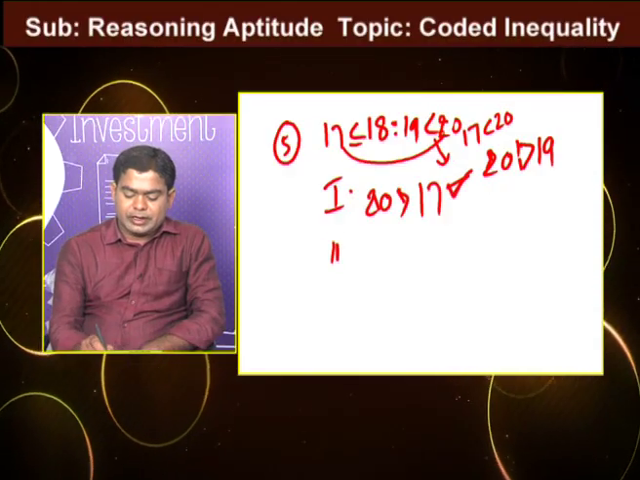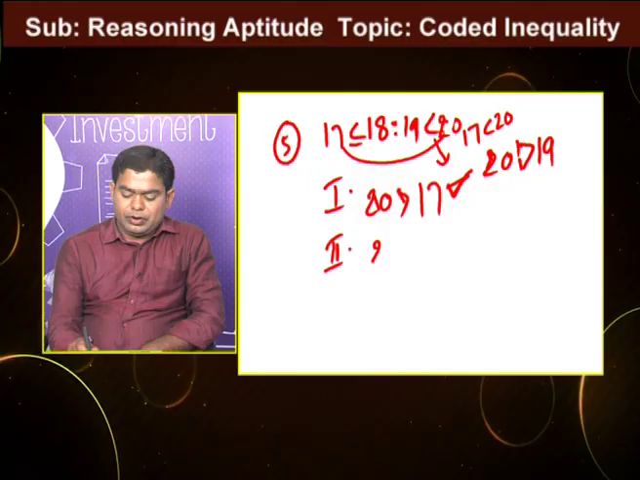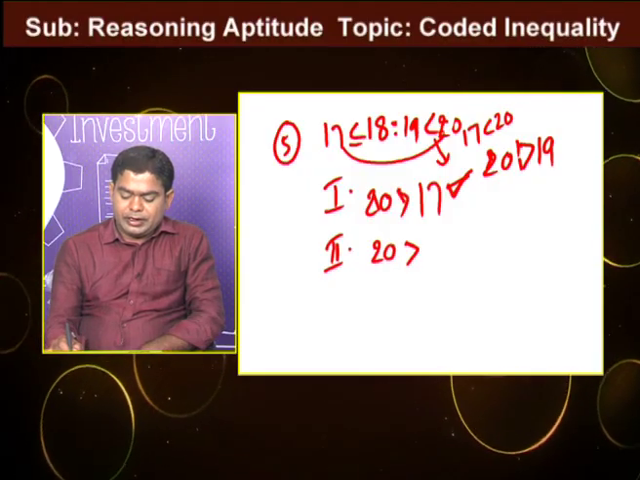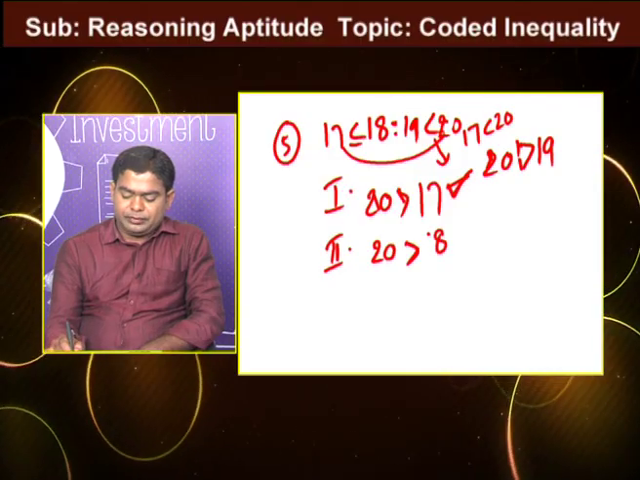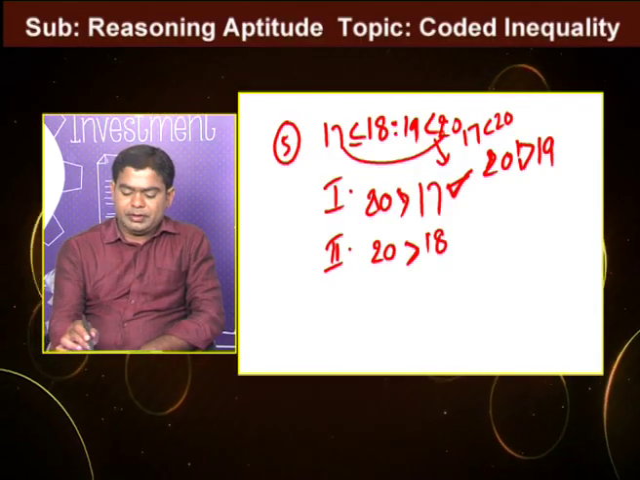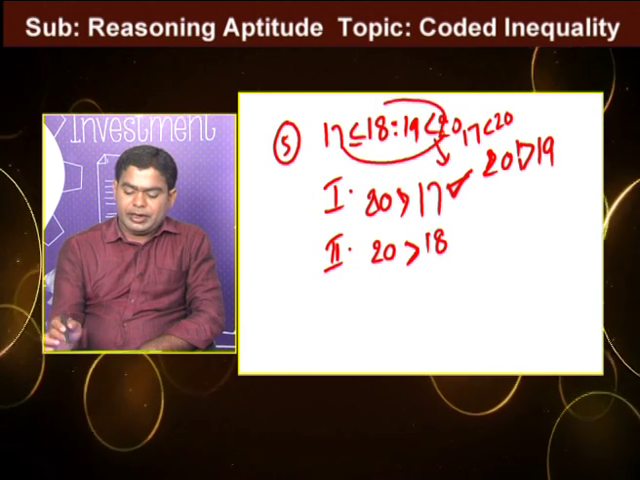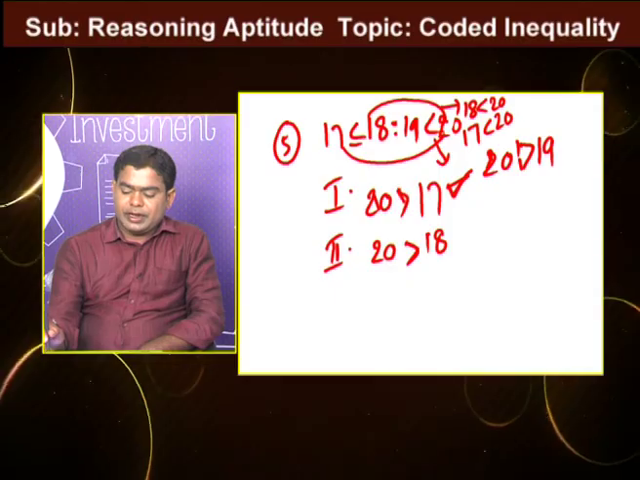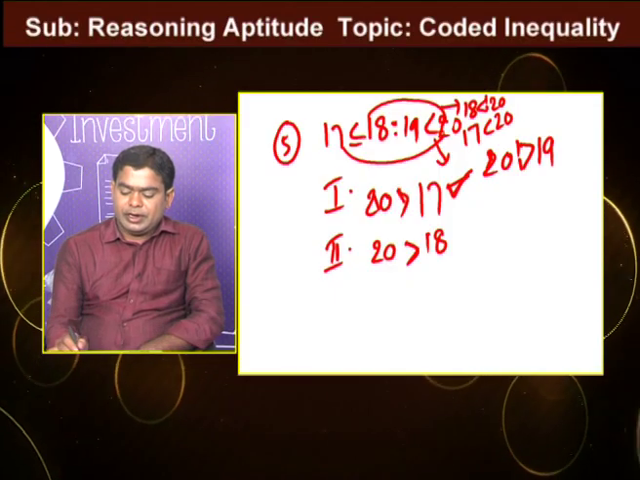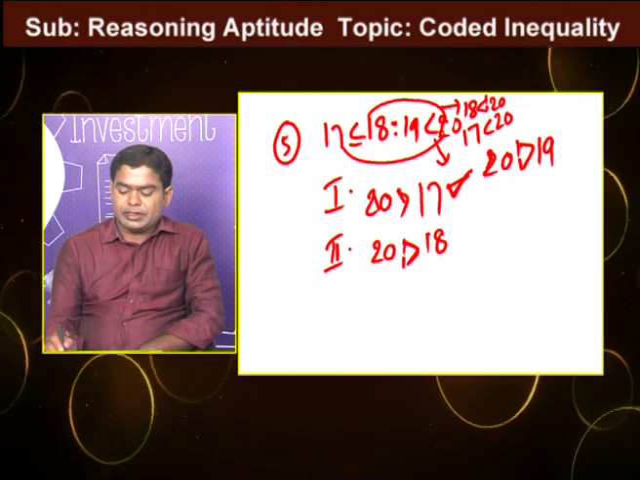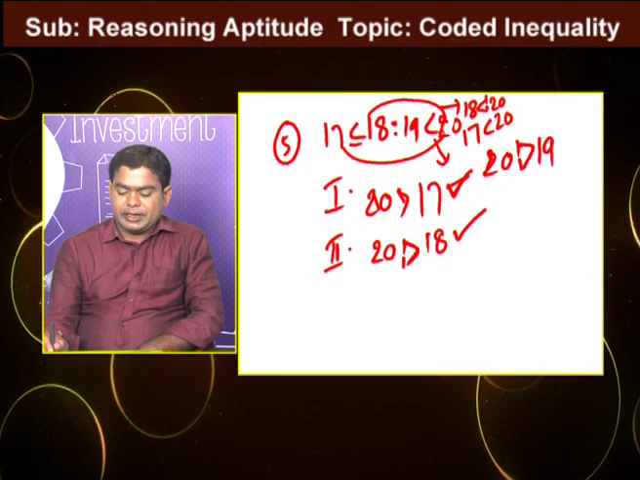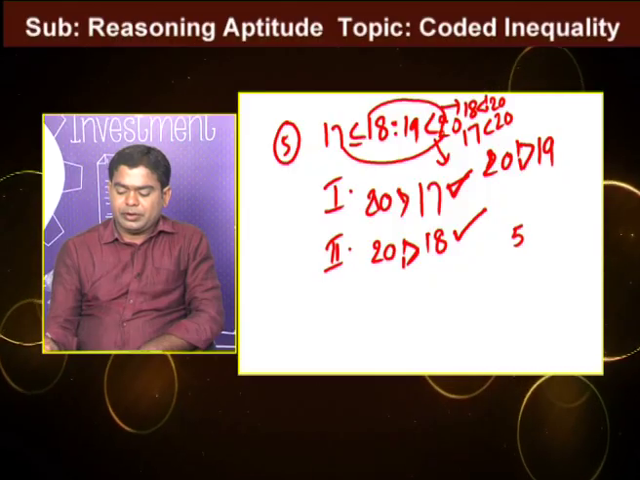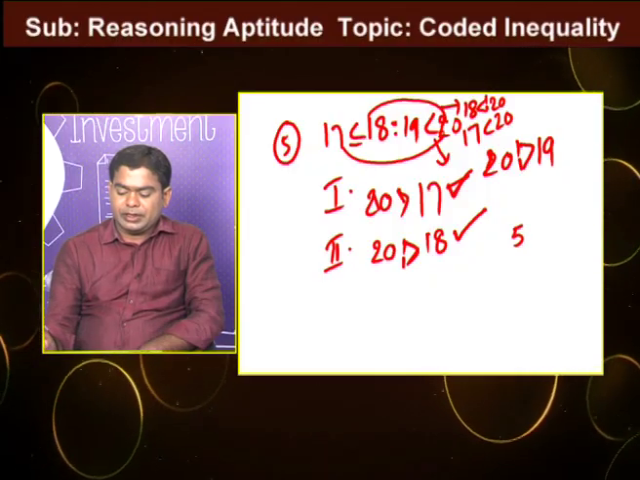Next we go to the second conclusion. The second conclusion is 20 dollar 18. Dollar is denoted as greater than, 20 greater than 18. By observation, for 20 to 18, we get 18 less than 20. So here the arrows are towards the 20 side, and here also the arrows are towards the 20 side. That means both are the same. That means conclusion 1 and conclusion 2 both follow according to our question paper. That means we take the fifth option.